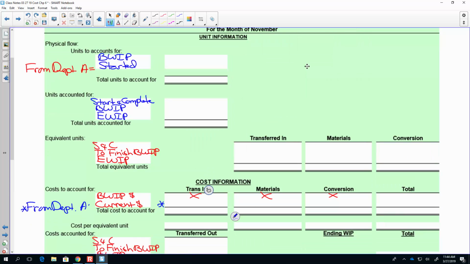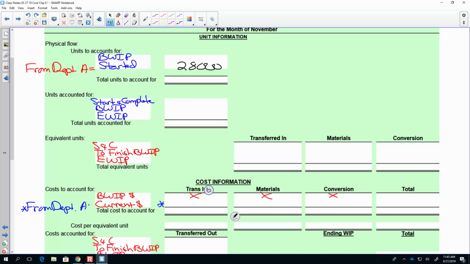What is coming from Department A? Started units, which is how many? 25,000. I'm in B. Oh, I don't want 25. What number do I want? 28, I think, right? Yes. 28 is what I'm looking for.